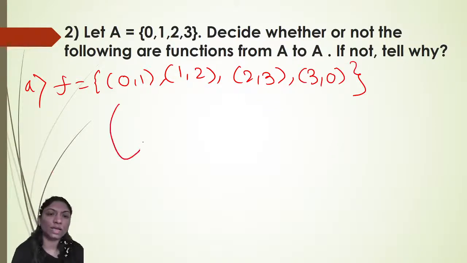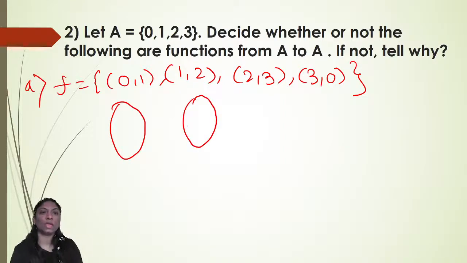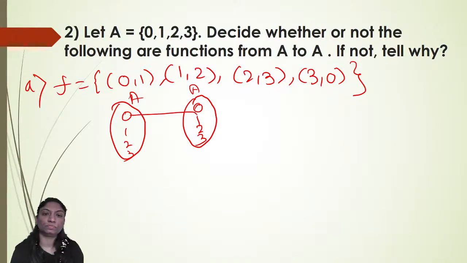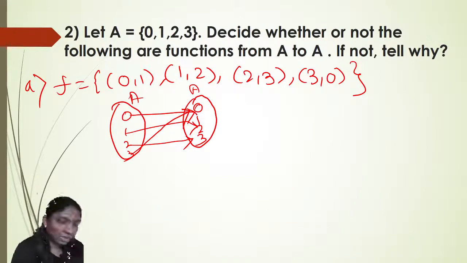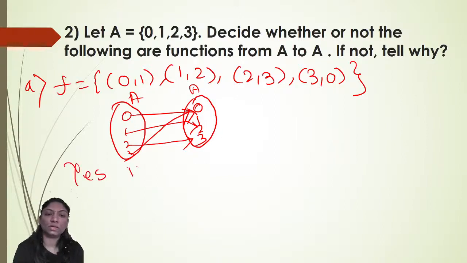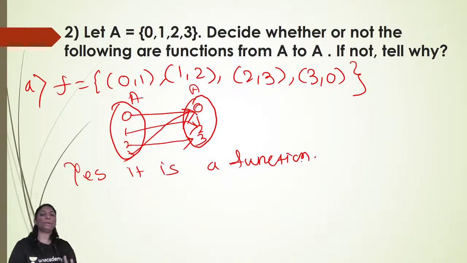Now if you want, you can draw the diagram so it will be more clear to you. Okay, A contains 0, 1, 2, 3 and A contains A. So both are the same. 0, 1, 2, 3 and 0, 1, 2, 3. So f of 0 is 1, right? f of 1 is 2, f of 2 is 3, f of 3 is 0. Okay. So every element has a unique image. Yes. So this is a function. It satisfies the definition of a function. Every element has a unique image.